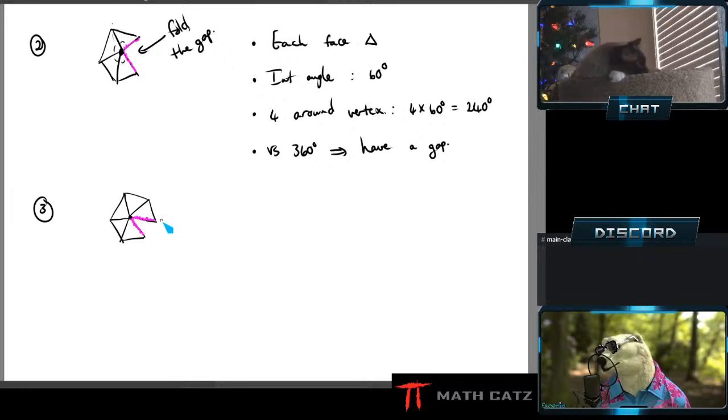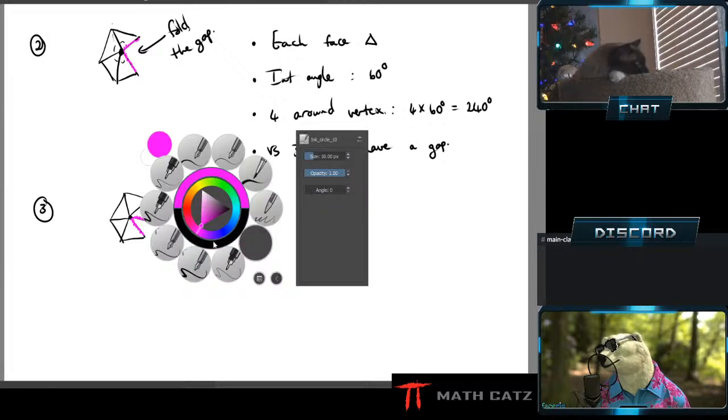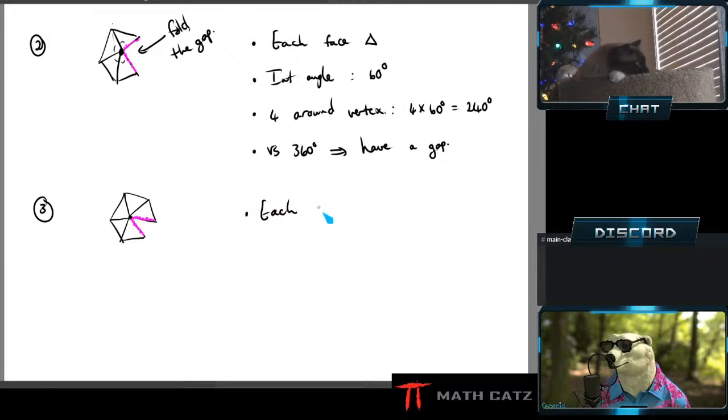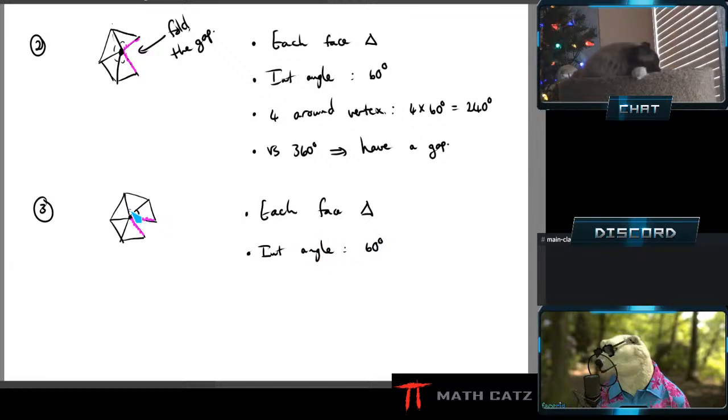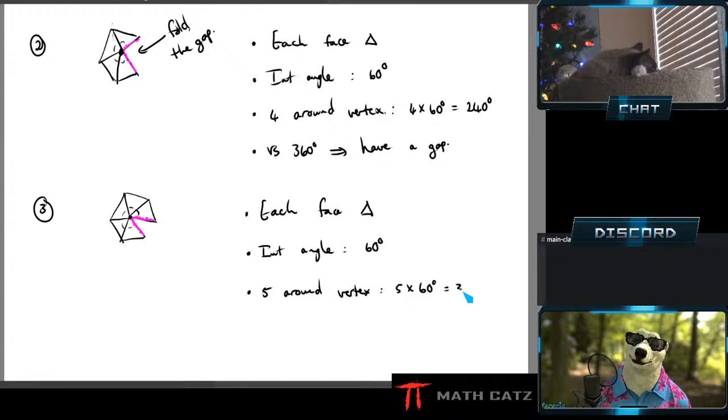of the eventual three-dimensional shape? Well, let's see. Each face is still going to be an equilateral triangle. My interior angle is therefore still 60 degrees, each one, 60, 60. I want to try 5 around a vertex. Only 5. 5 times 60 is 300. And when I compare that to my available full rotation 360, yeah, still have a gap. Still have a gap. Very nice.